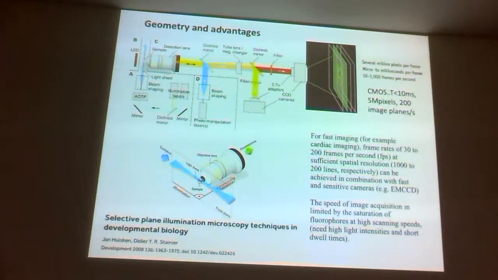But you also need to think about, as usual, if you're doing scanning, photobleaching or damage to fluorophores. But you can get very, very fast image acquisition, and also the beautiful tricks that you can see on the detection arm as well as the illumination arm for that.